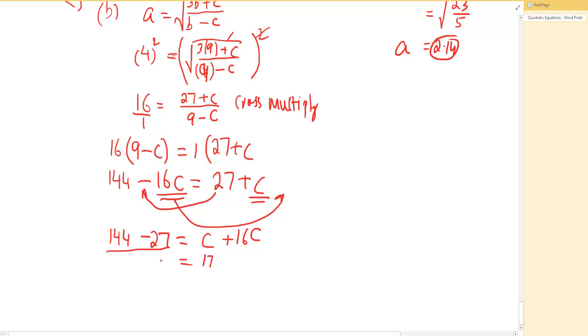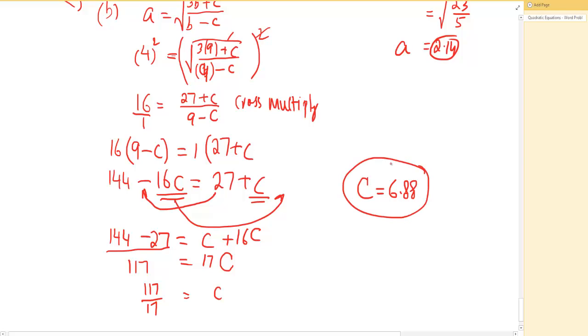How much is this one? 117. And divided by, how much is this one? 17C. So this will give us C here, 6.9. 6.88. The answer is 6.88. So we have found it using method number 1.